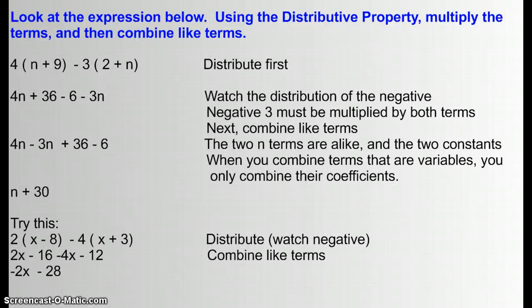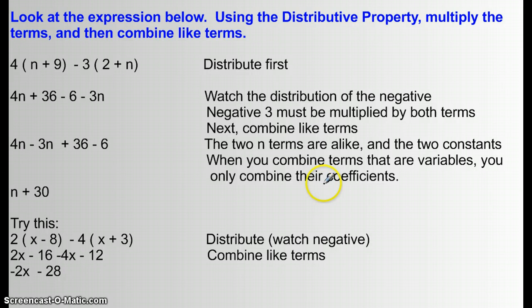Look at the expressions below, and using the distributive property, we want to multiply terms and then combine the like terms. So we're going to use everything we've gone through in this section so far. We have 4 times the quantity n plus 9 minus 3 times the quantity 2 plus n. So the first thing we want to do is distribute. We're going to multiply these numbers out. So we're going to multiply 4 by everything in this parentheses. So it's 4 times n plus 4 times 9. That's 4n plus 36.